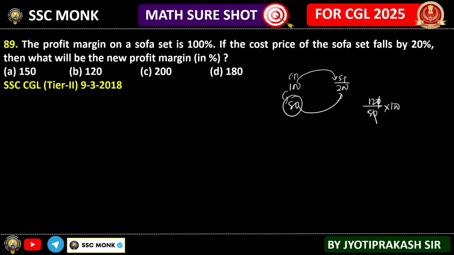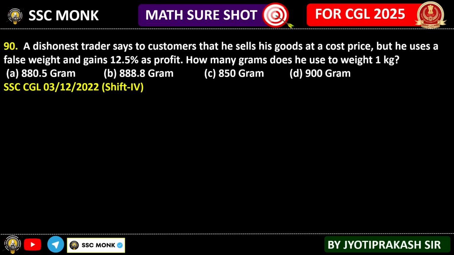Zero zero gone. 100. 4 2s are 8. 4 3s are 12. 2 into 50 is 100. 50 into 3 is equal to 150%. So what is the profit percentage? 150%.